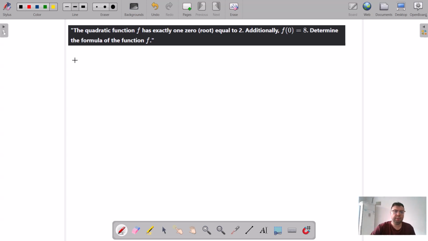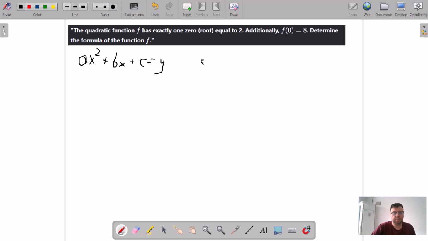There are two ways to do it. First, we can use a vertex formula. So please take a look. What is the vertex formula? We have a general formula of a function, and we have a vertex formula of a function. The general one is like that: y equals ax squared plus bx plus c.